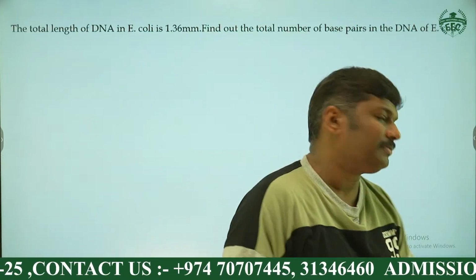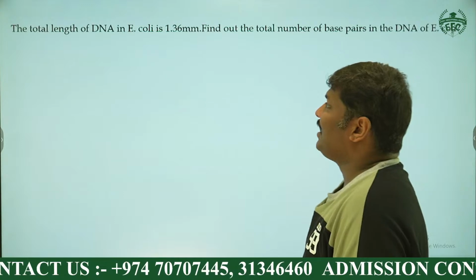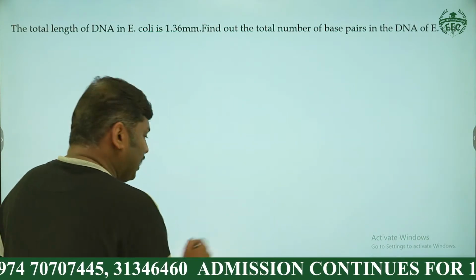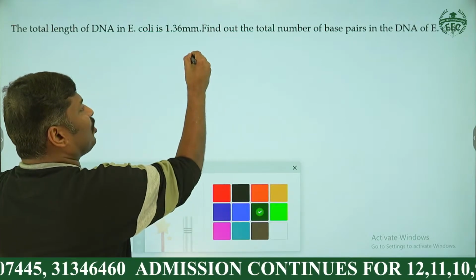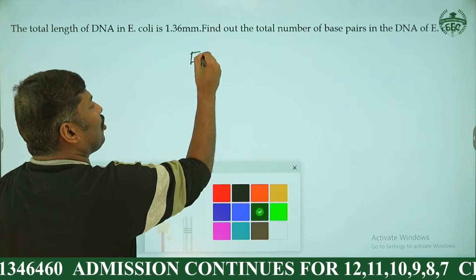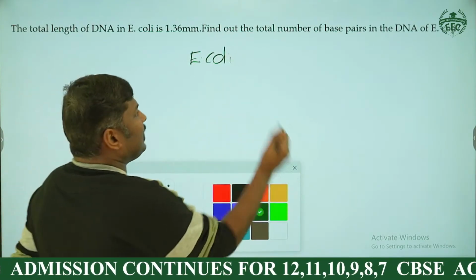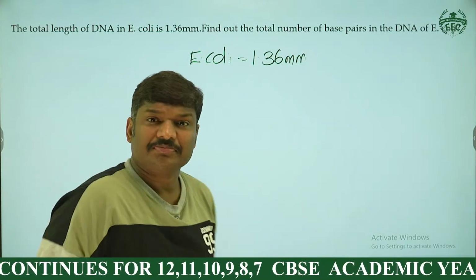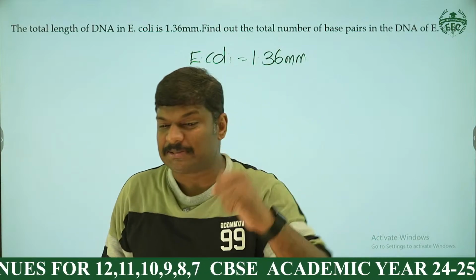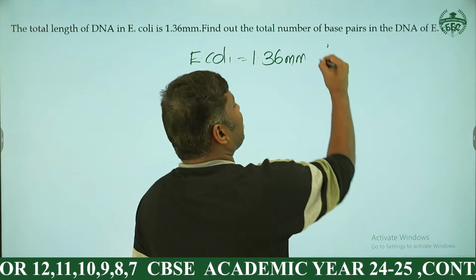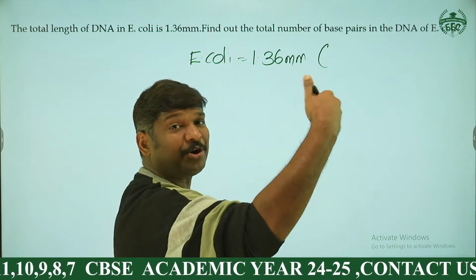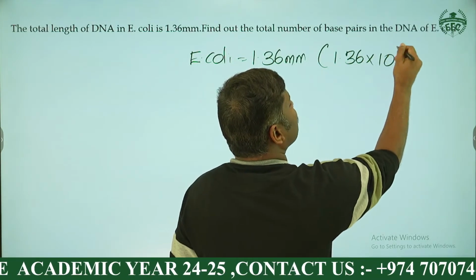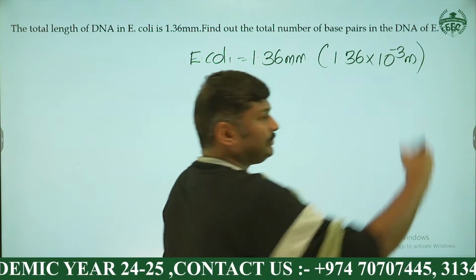Important point. Next one. The total length of DNA in E. coli is, oh, it's an important question. Listen please, my dear students. The total length of DNA in E. coli is 1.36 millimeter, and that is 1.36 into 10 raised to minus 3 meter.